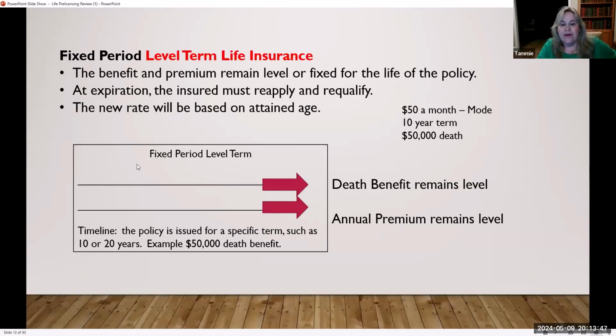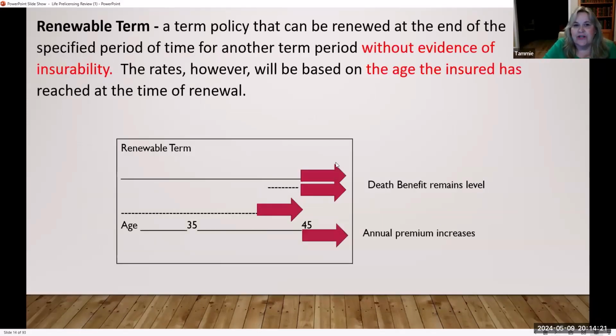So I gave you a little bit of a presentation here, just so you can eyeball it. Basically, the death benefit remains the same when you have a level term, and the premium remains the same for that term. And that is a typical test question that you can sometimes see. Now, what happens when you are done with 10 years? Okay, when you're done with 10 years, you can reapply and you can basically keep going with that term policy. And I'll show you an illustration for that.